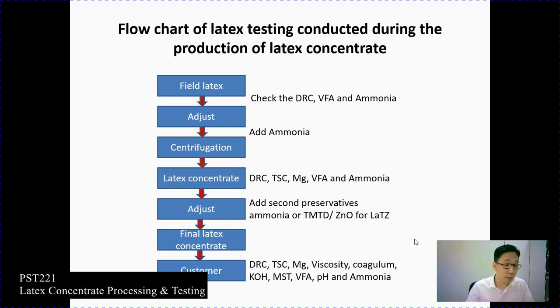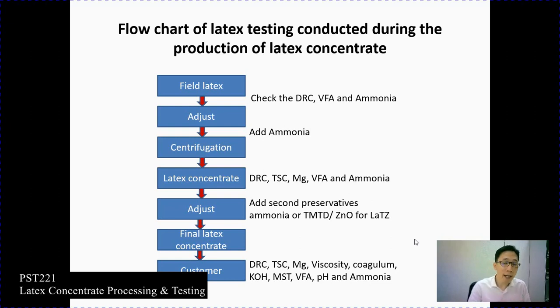Okay, and then we have VFA and ammonia. Ammonia is very important because it is the identification of whether the amount of ammonia added to your latex is significant enough or not, because if it is not well preserved, it will affect the VFA number, which is the microbial will start the process, and the VFA number will increase, and eventually your latex cannot be processed to produce latex concentrate.